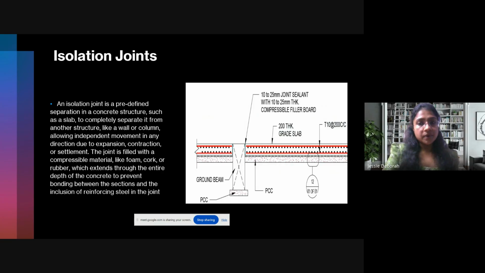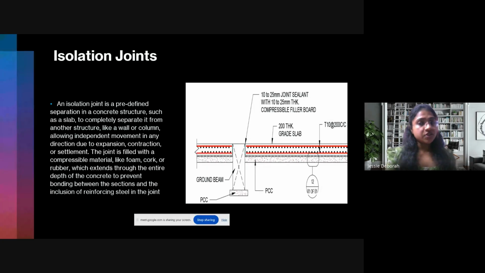Now I was talking about the architectural drawing and the structural drawing there, right? So in all our structures, in all construction, we will provide this isolation joint. This is a 10 to 25 mm joint, okay, where a filler board will come. Why is this actually used? Because to give a gap. Here, the grade slab and the plinth beam, we will not connect. We will not connect the grade slab with the plinth beam. Rather, we will give an isolation joint there.